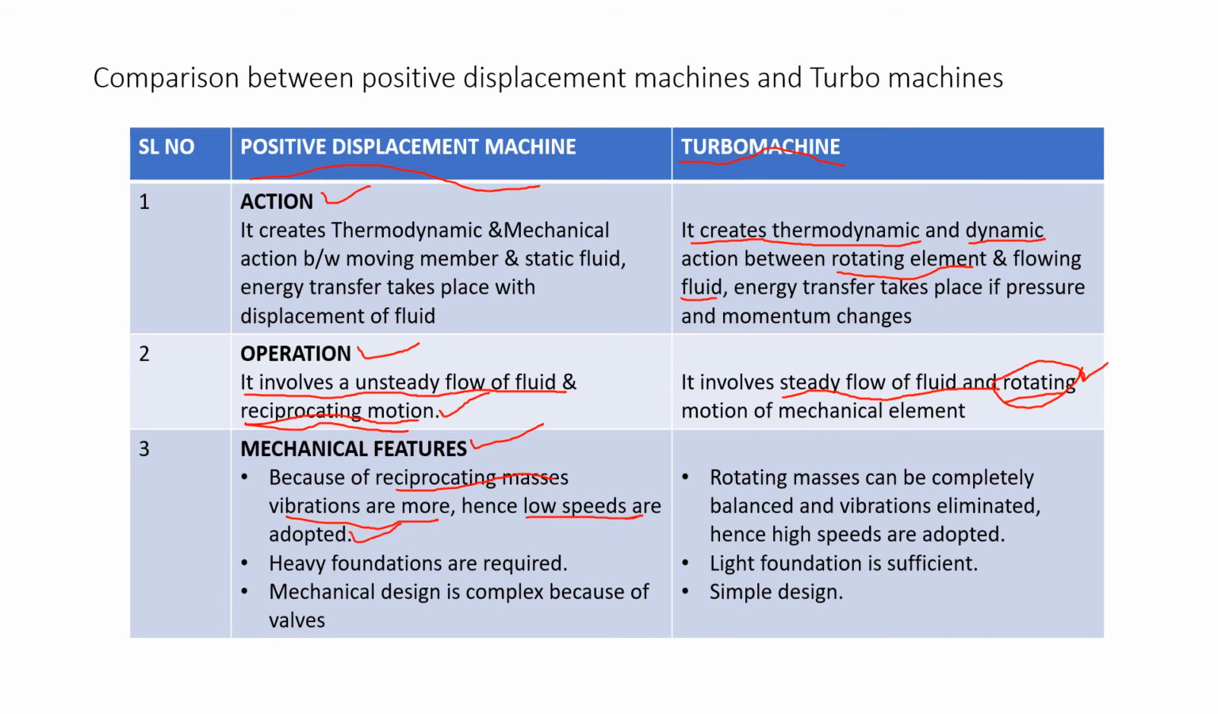We require a heavy foundation to install the positive displacement machine, and the mechanical design is complex because it involves valves and other moving parts. Under the turbo machine, rotating masses can be completely balanced and vibrations are eliminated. Means as compared to positive displacement machine, the vibrations in turbo machines are less and we can attain high speeds.